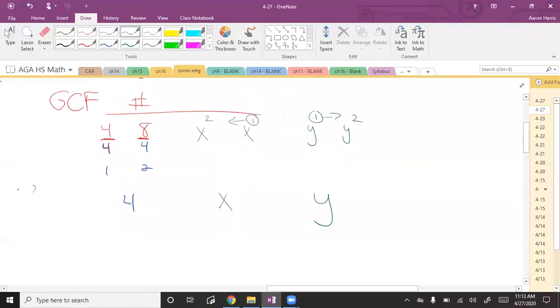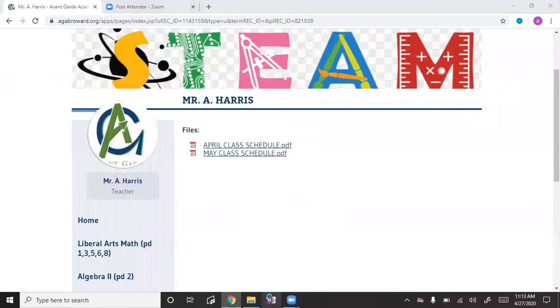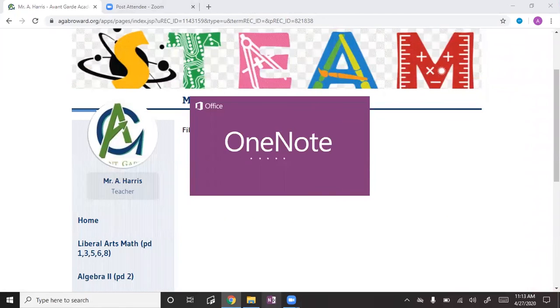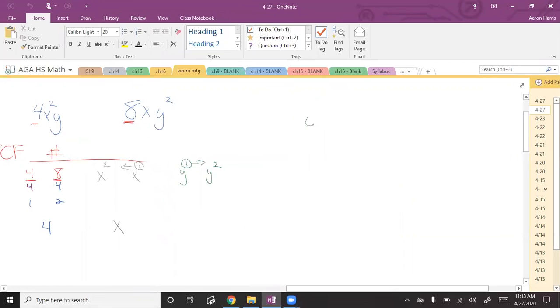Therefore, my GCF is this whole thing, 4xy. That means 4 times x times y. And how can I prove that? Divide it in. So here we go. So now 4x squared divided by y. So now 4xy. Correct? This is my GCF.